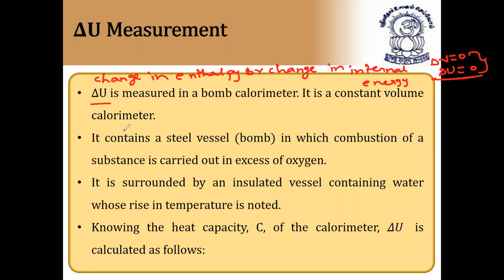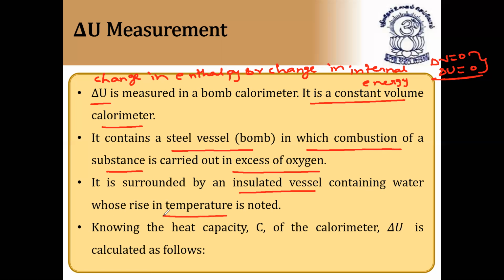So it contains a steel vessel. It is a constant volume calorimeter. It contains a steel vessel, the bomb, in which the combustion of a substance is carried out in excess of oxygen. Whatever substance we are going to heat will be burnt in the excess of oxygen. It is surrounded by an insulated vessel containing water, whose rise in temperature is noted. Taking a thermometer in the water, by using this combustion reaction we can easily measure the rise in temperature.